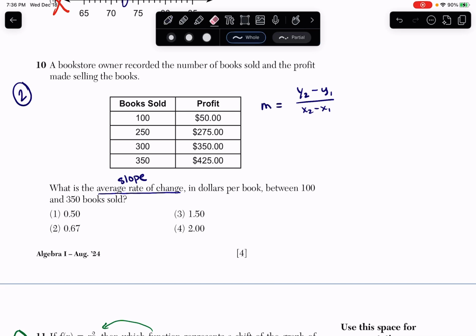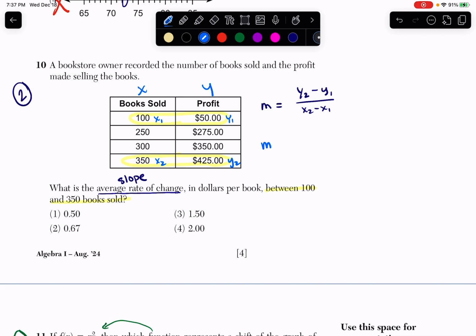And they asked, what is the rate of change between 100 and 350? So that means I'm just going to look at this part of my table. I'm going from 100 to 350. And I'm going to plug my values into this formula. So here's my y, here's my x. Here's my y2, y1. Here's my x1, here's my x2.